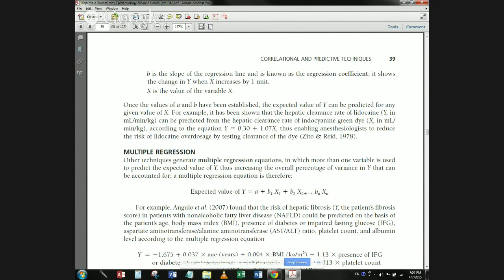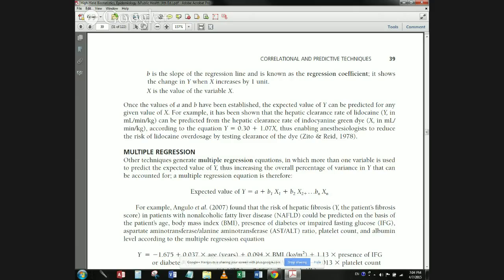Multiple regression. Other techniques generate multiple regression equations in which more than one variable is used to predict the expected value of y, thus increasing the overall percentage of the variance in y that can be accounted for. A multiple regression equation is therefore expected value of y equaling a plus b1 times x1 plus b2 times x2 plus whatever, for any number of b's times any number of x's.